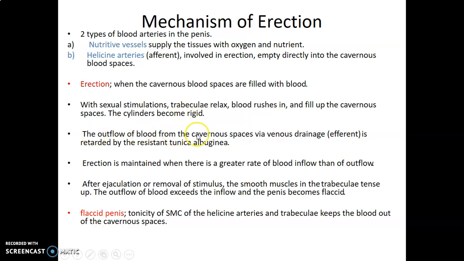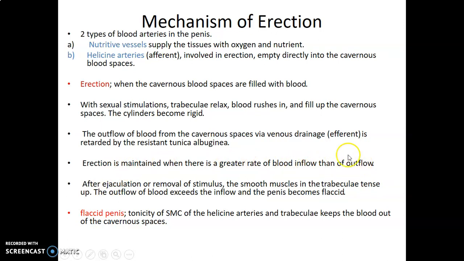The outflow of blood from the cavernous spaces via venous drainage, which is now efferent, is usually retarded by the resistant tunica albuginea. So during erection, there is no venous drainage, or there's reduced venous drainage. Why? Because the tunica albuginea is now resistant, so it retards venous drainage. Therefore, erection is maintained when there is greater rate of blood inflow than outflow.